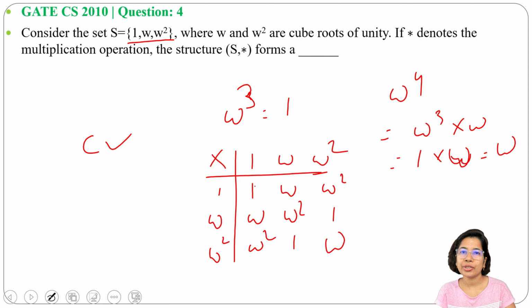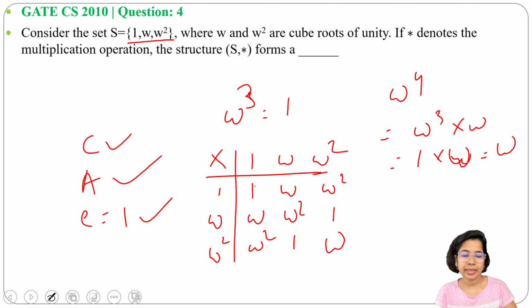Next, multiplication is associative, hence it is associative. Let's check the identity. Here 1 is the identity, as by multiplying by 1 we are getting the same element. So identity equals 1, identity exists.